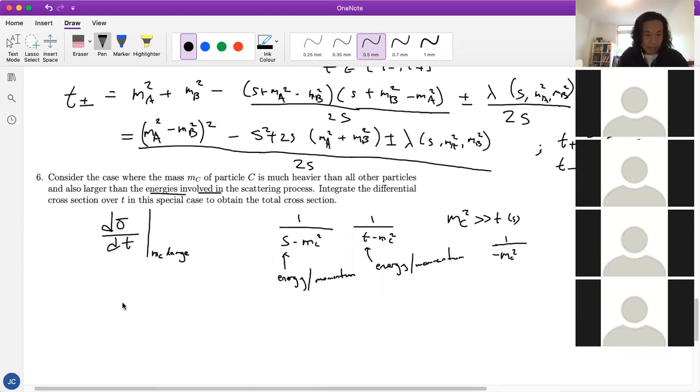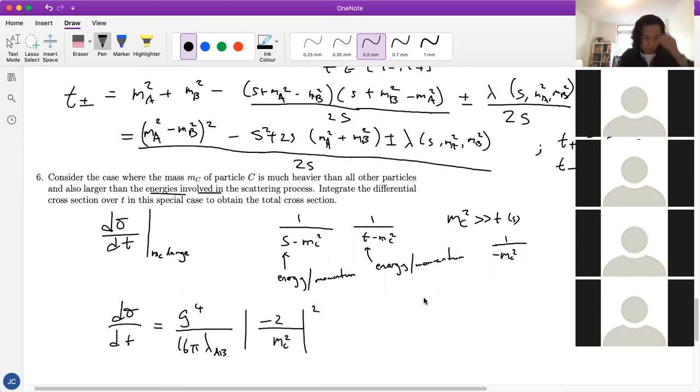So if I take the expression I had before, then I'll just have g to the 4 over 16 pi lambda ab, and then here will be minus 2 mc squared all squared. And then now I can just take the absolute value and then square it, then I'll end up getting g to the 4 over pi lambda ab mc to the 4.